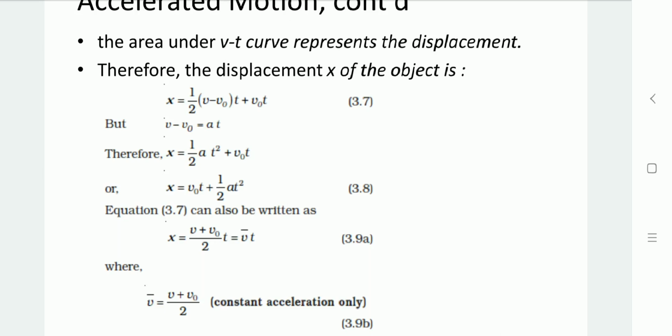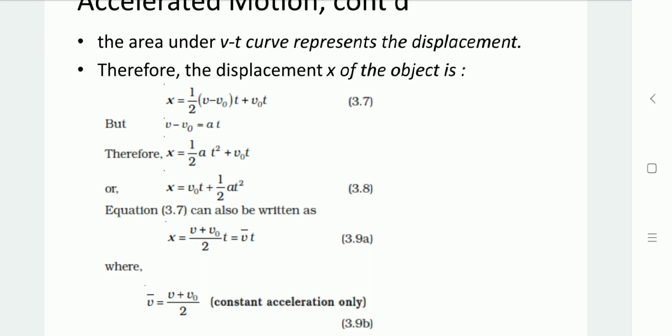Now that equation 3.7 we can also rewrite in terms of (v plus v0) by 2 into t, that is the average velocity into t, for constant acceleration.